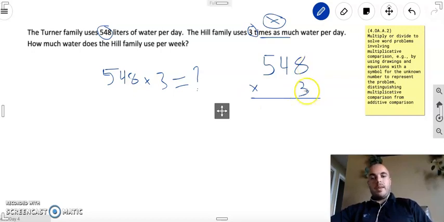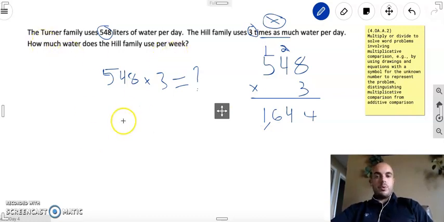So let's multiply. 3 times 8 is 24, carry my 2. 3 times 4 is 12, plus 2 is 14, carry the 1. 3 times 5 is 15, plus 1 is 16. So, how much water does the Hill family use per week? Let's think about this. So if they use 1,644 liters per day, how much do they use per week? Well, we know there's 7 days in a week, so I have to take this 1,644 and I need to multiply it times 7.